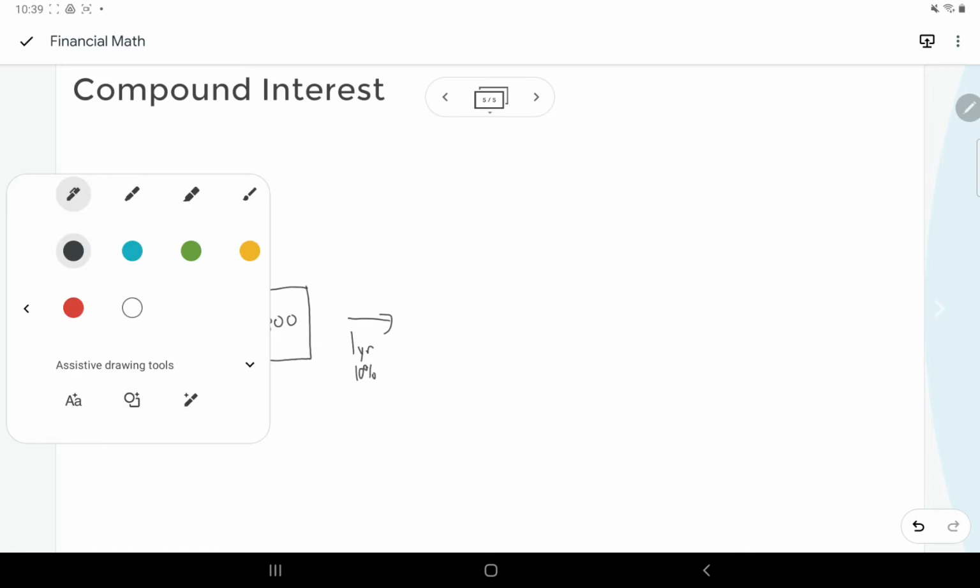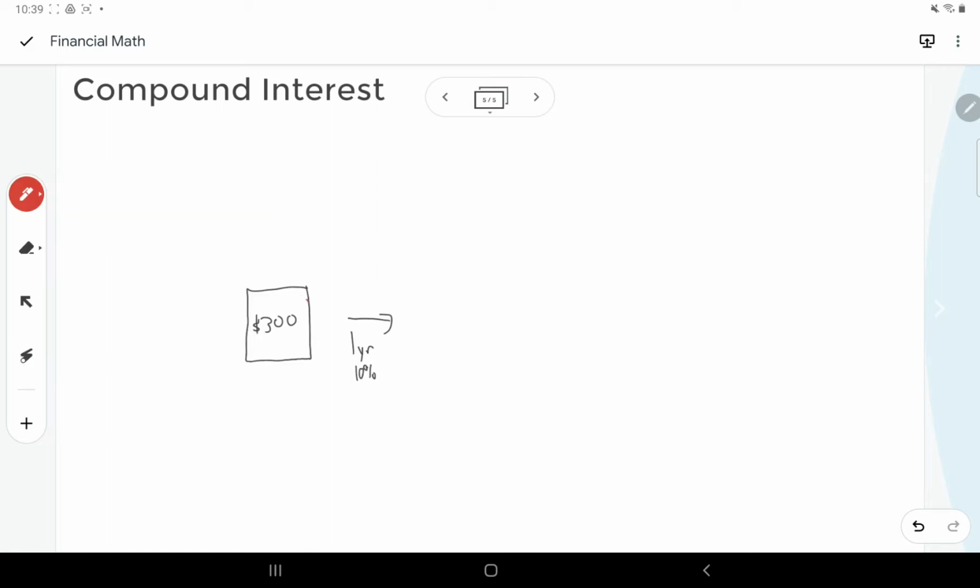Okay, so the interest in the first year is going to look the same. You take 10% of whatever your investment was. In this case, 10% of 300 is 30, and then you add that on top. But the difference is, instead of adding on top and then leaving your principal the same, your whole principal changes. Okay, so your whole principal is now 330.